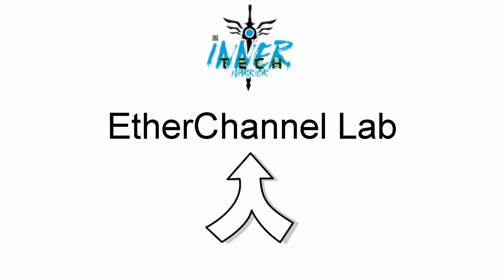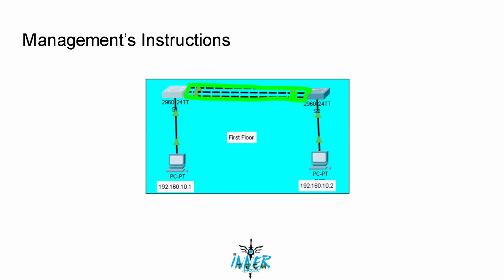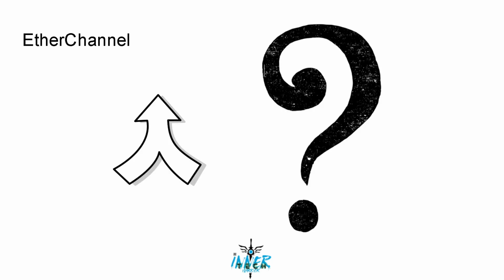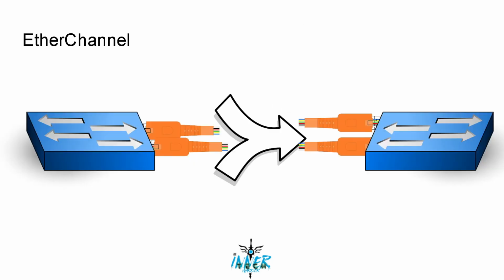In this lab, management wants us to create ether channels between switches on the first and second floor. Specifically, management wants an ether channel between switch 1 and switch 2 using interfaces FA0/11 through FA0/13 on the first floor, and management wants an ether channel between switch 1 and switch 2 using interface FA0/11 through 18 on the second floor. So, what exactly is an ether channel?